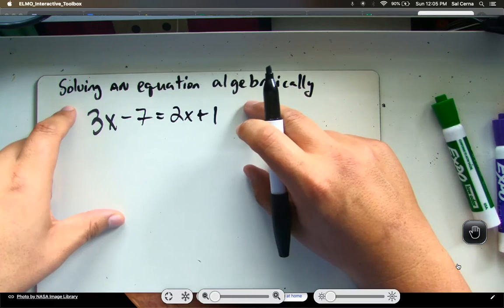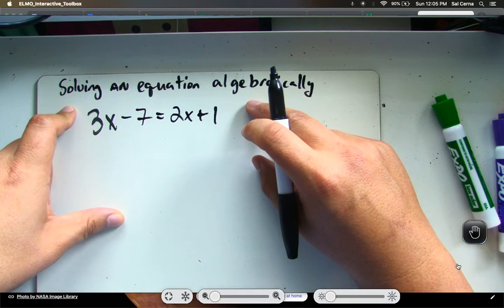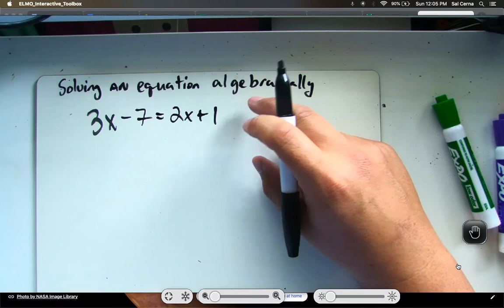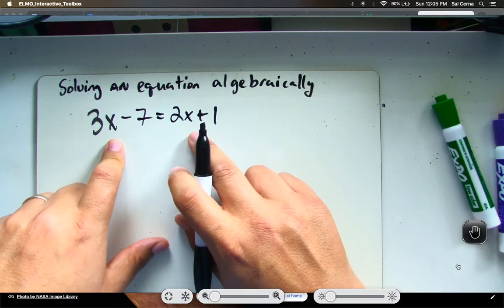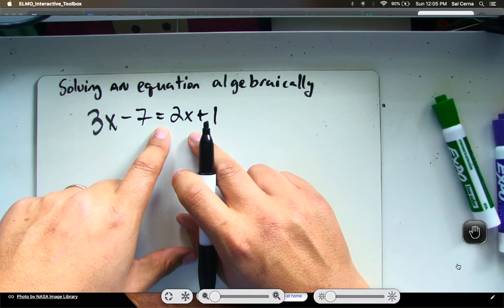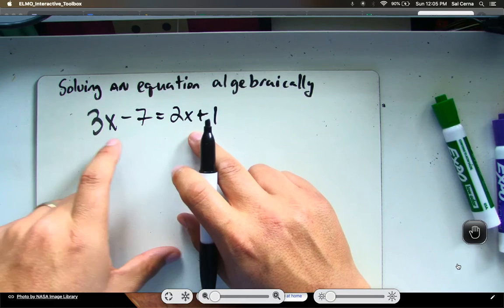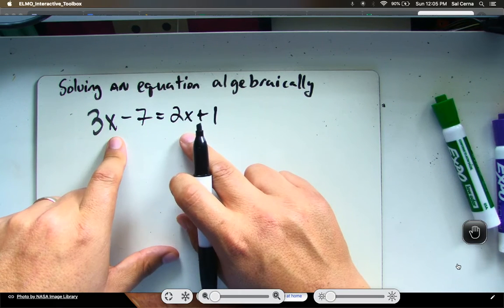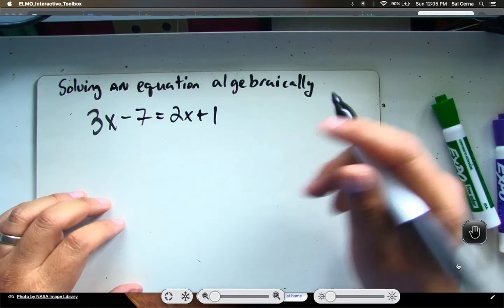We're going to focus on solving the equation algebraically, and in the next video, we'll focus on solving the equation geometrically. These two expressions are equal to each other, and so we're also being asked, if they're equal to each other, for what value of x will they have the same outcome, or the same value for y.